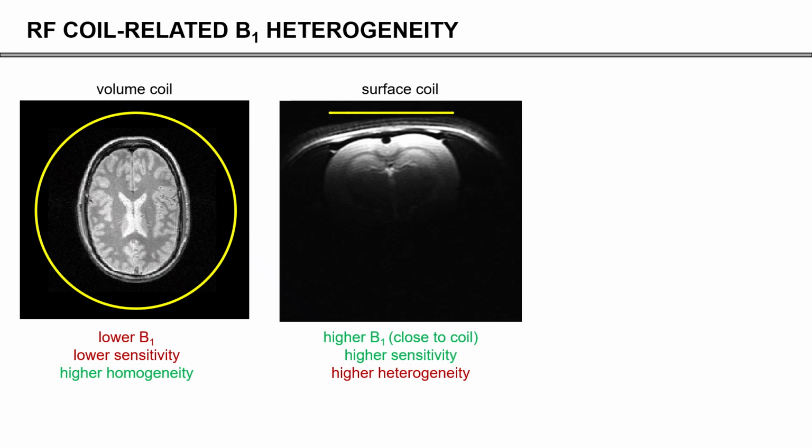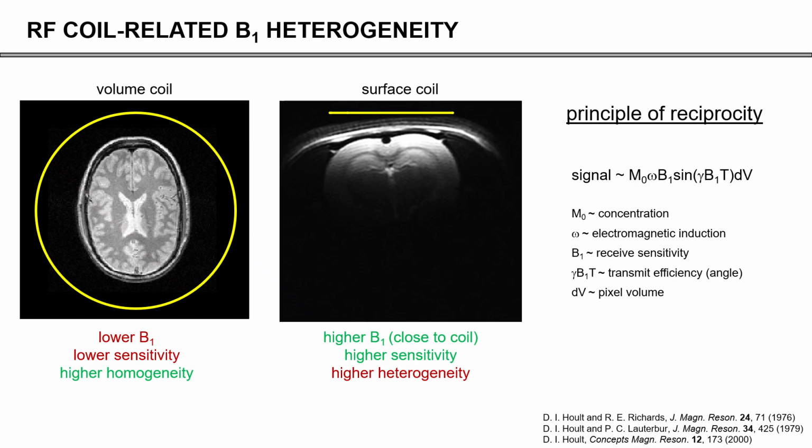Now, the fact that B1 and sensitivity scale in the same way is no coincidence. That has to do with the principle of reciprocity, described in detail by David Hoult in multiple papers. Basically, this states that if the transmit efficiency is high, then the receive sensitivity is also high. Or if the transmit efficiency is low, the receive sensitivity is low. They are intrinsically linked for a given RF coil. This is the equation that basically predicts the signal that you detect using B1 for transmission and B1 for reception. Now here, the B1 for transmission and reception is one and the same. However, that is not always the case.